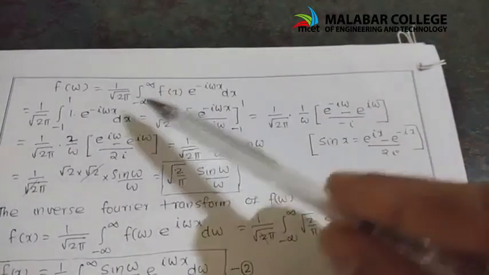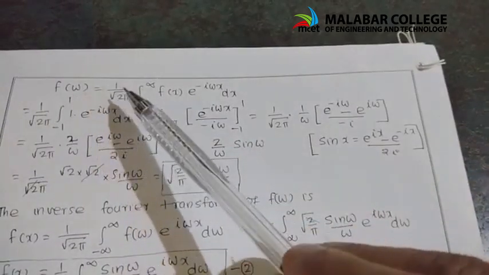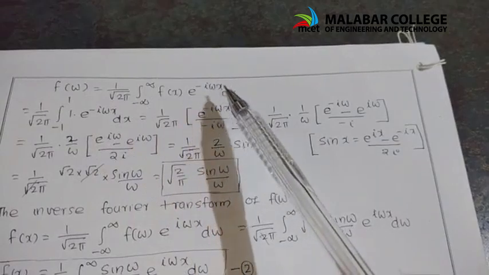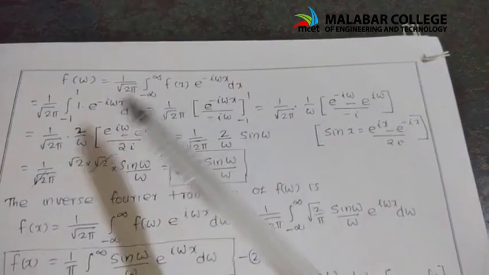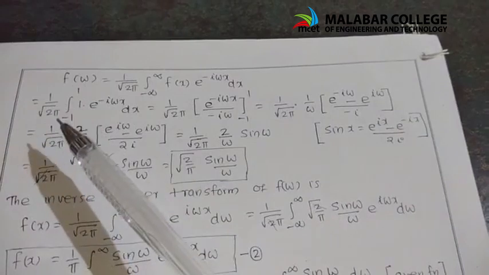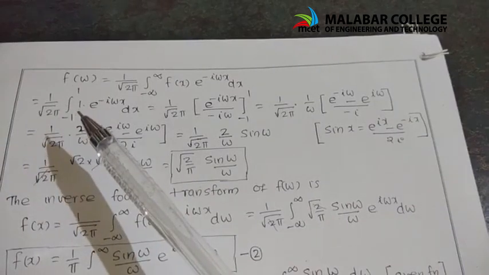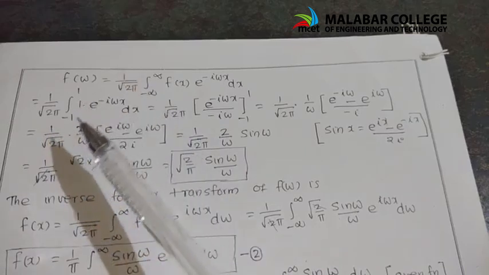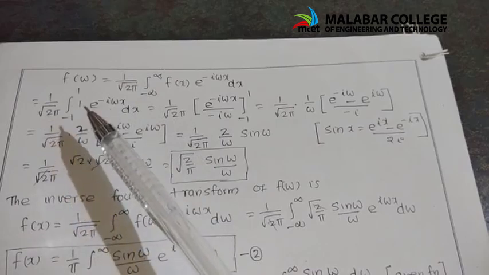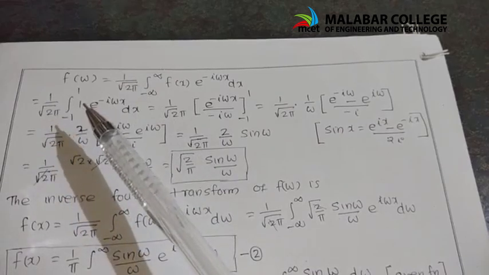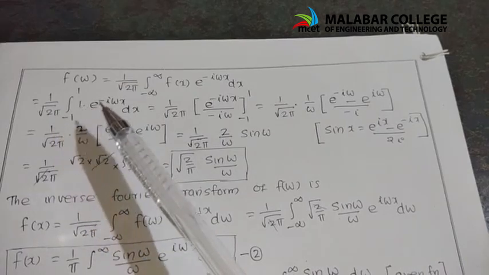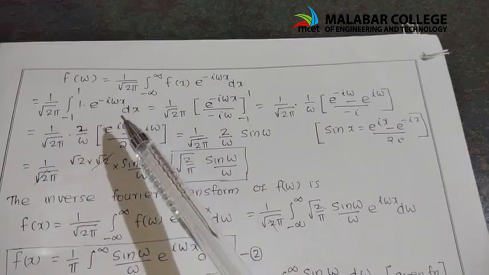The Fourier transform of a function is given by f of omega equal to 1 by root 2 pi integral minus infinity to infinity f of x e raised to minus i omega x dx, which is equal to 1 by root 2 pi, and we have mod x less than 1. Mod x less than 1 means x is from minus 1 to 1. So minus 1 to 1 I have to apply, and we are given the value 1 here. So I have to write here 1 e raised to minus i omega x dx here.